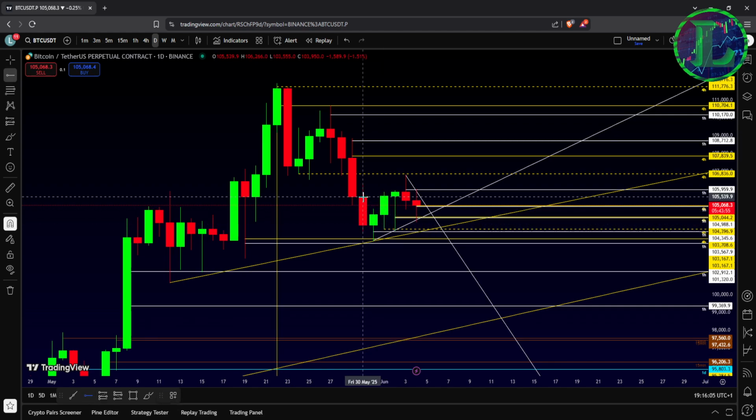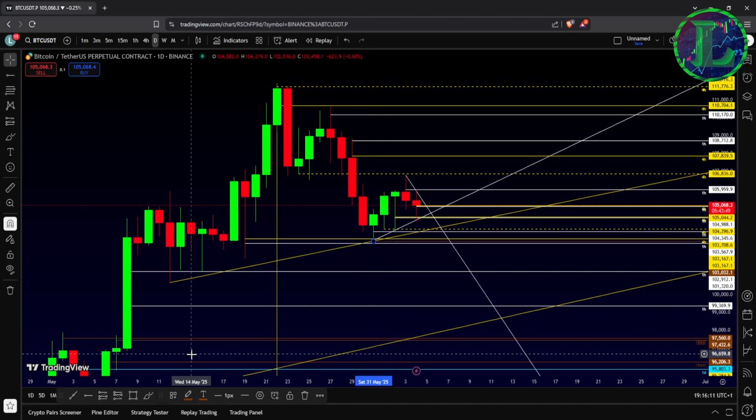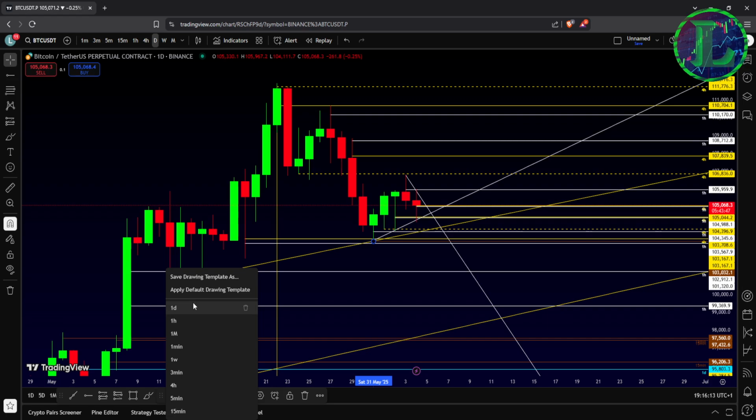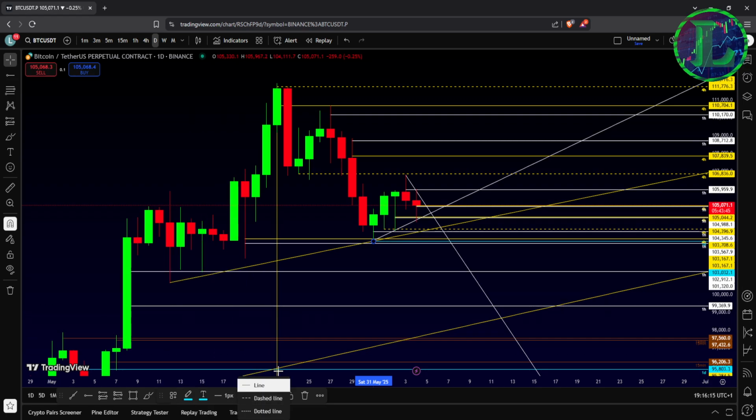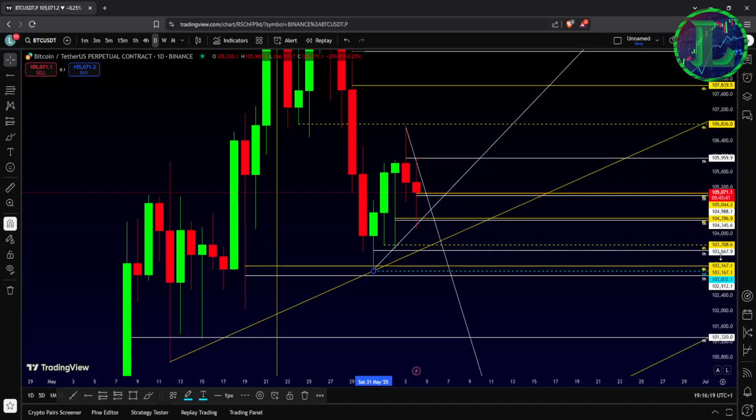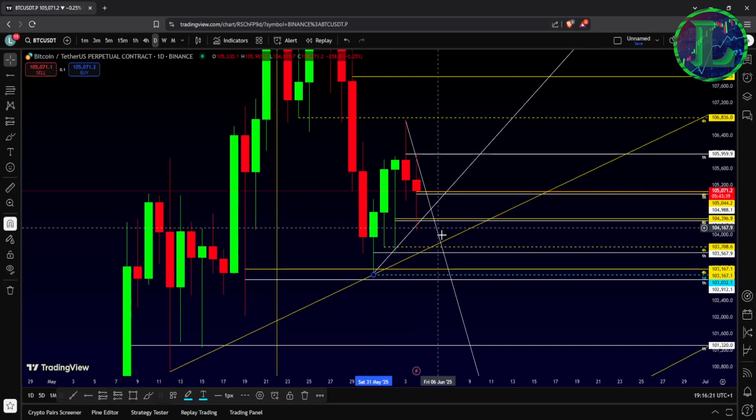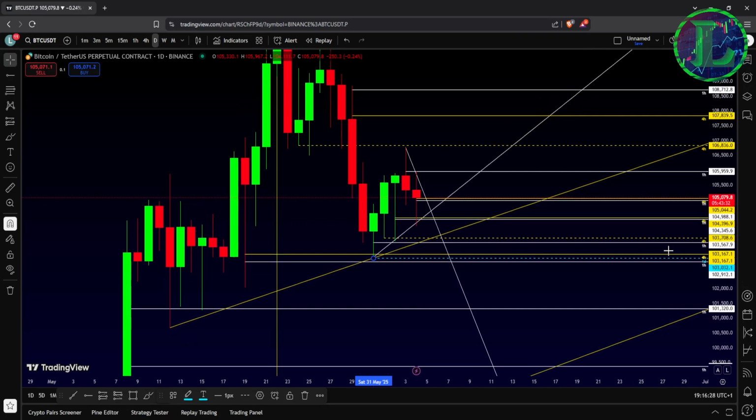Okay, so I'm gonna mark the break of this green. Let me mark this first. All right, so this dashed line here is the break level. If we go here and we start closing some candles on lower time frames below this range, we are probably going to break down. And that's even below this 4 hour uptrend.